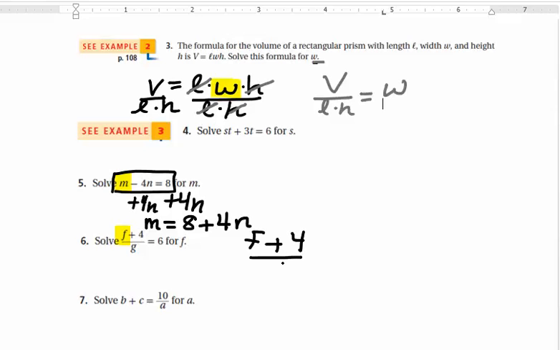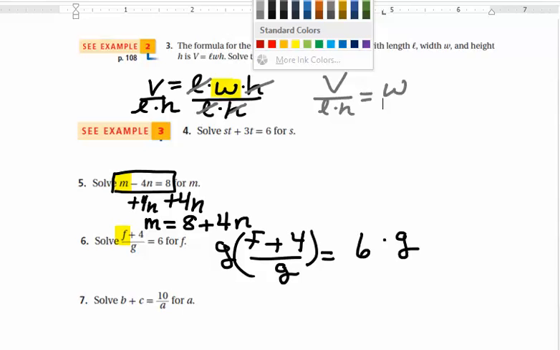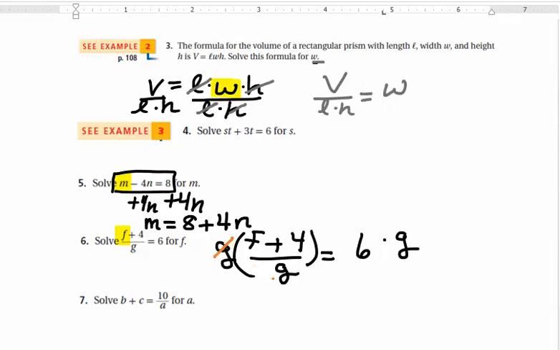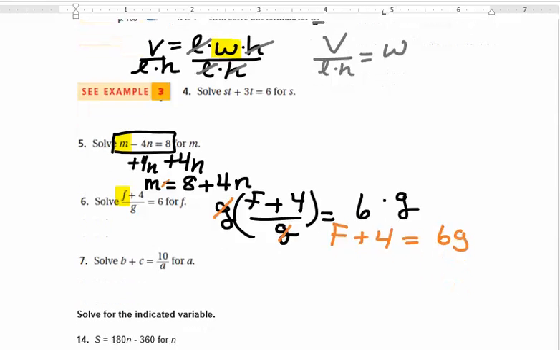So your first step in number 6 is actually going to be nothing to do with the f. It's going to be getting rid of the divide by g, undoing divide by g, and we do that by multiplying both sides by g. So your first step is to get rid of the division by g by undoing it by multiplying. And those g's then would cancel. And now you're left with an easier thing to work with. F plus 4 is equal to 6g. Now I'm not done with that one. You're trying to solve for f, so you have to undo the plus 4. But let's move on to number 7.